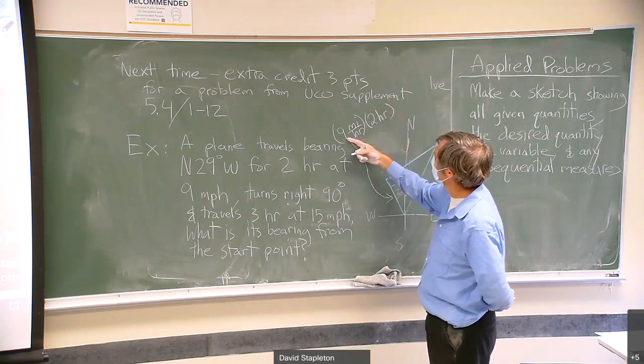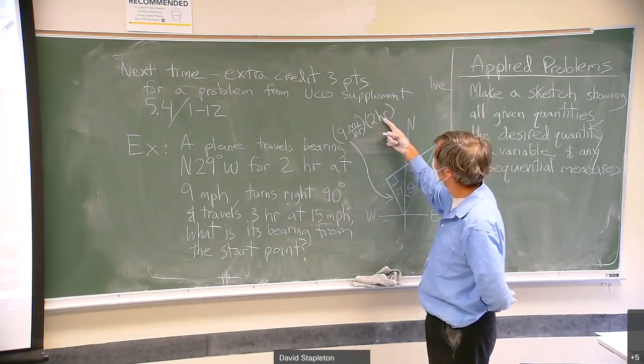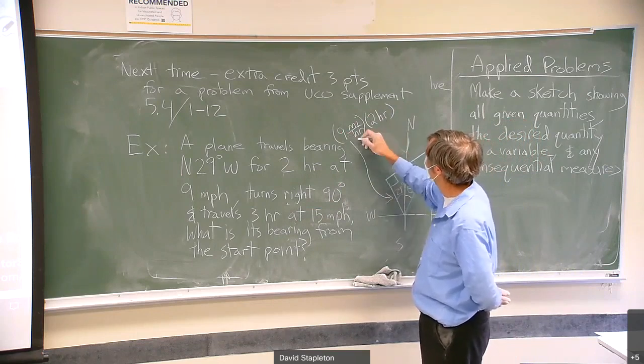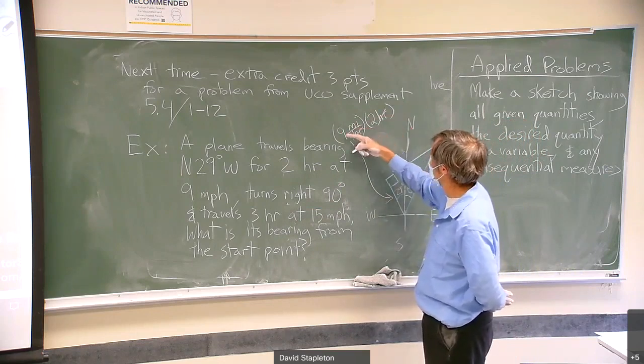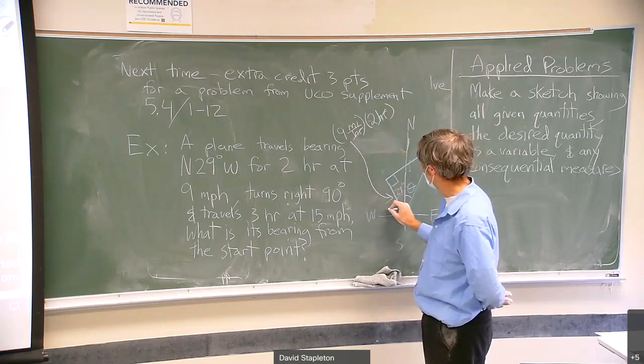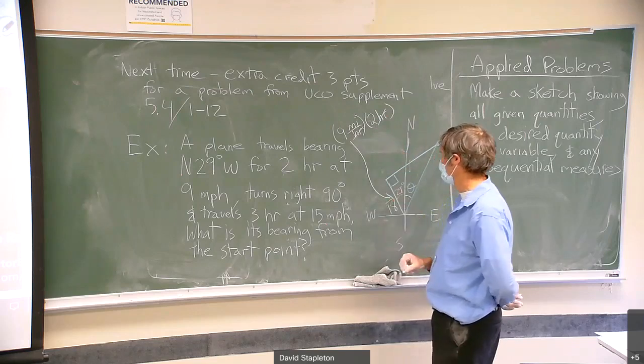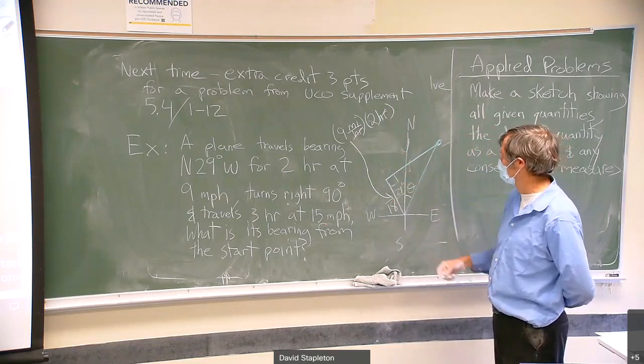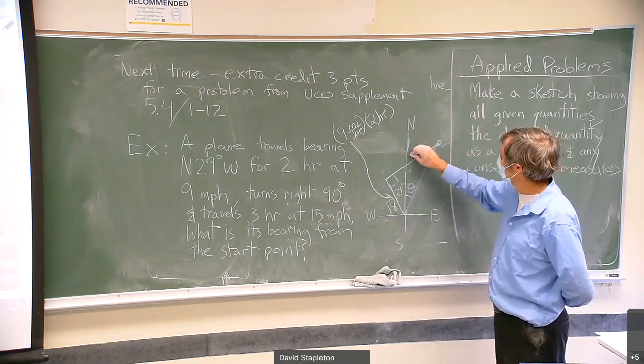So I take my rate, 9 miles per hour, times my time, gives my distance, right? So this distance is rate times time. The hours canceling gives me miles. 9 times 2 is 18 miles. So I can put that on there, 18 miles. Now, because it makes a right turn, I have a right angle here that I put in. And then over on this side, what do I have?